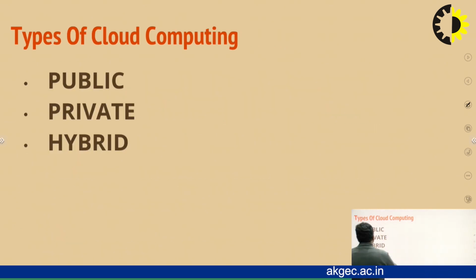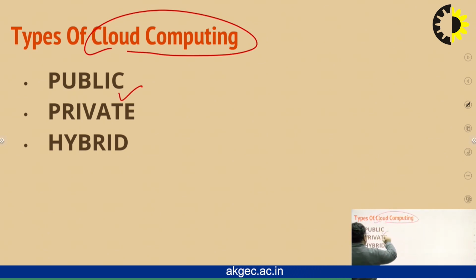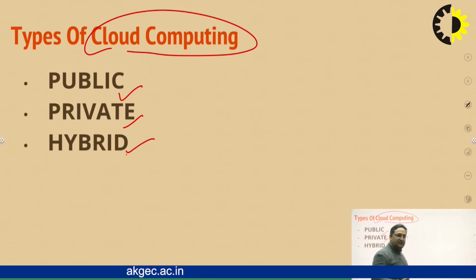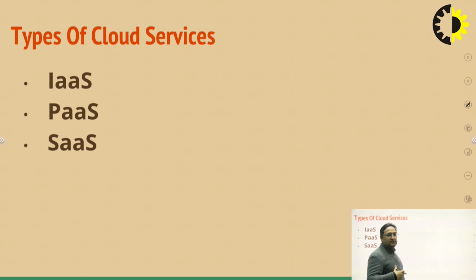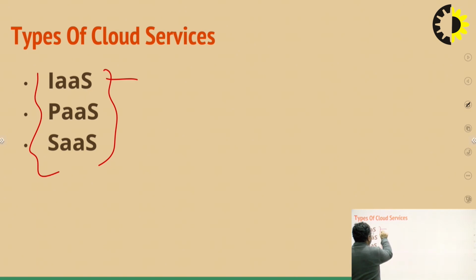Next, what are the types of cloud computing? Majorly three types: public, private, and hybrid. These are the three types of cloud computing. We'll go one by one. And before moving towards the types of the cloud, let's talk about the services provided by the cloud. The categorization of the services is based on these three.